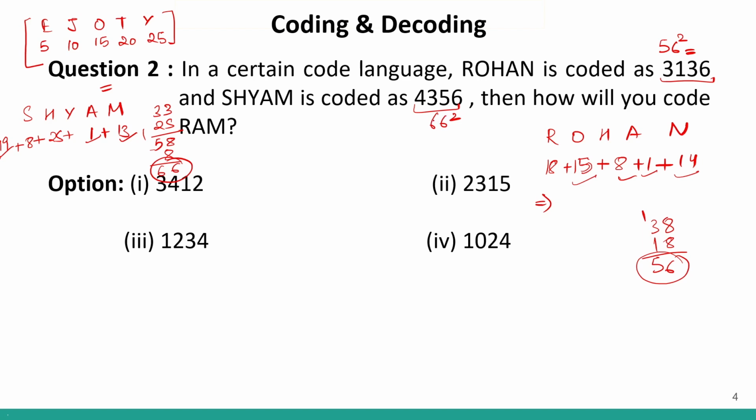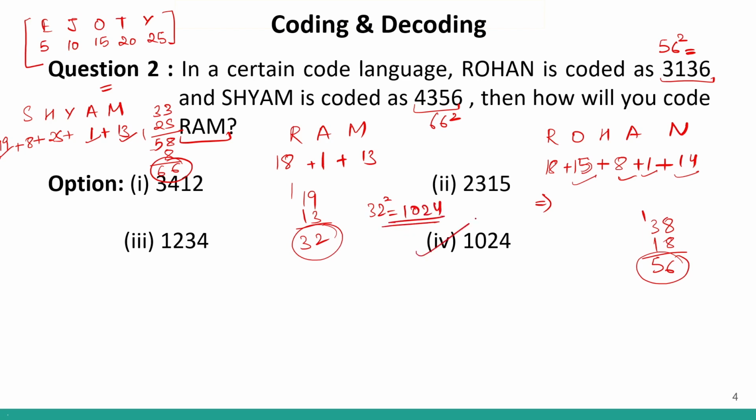So we are summing the forward ranks and then we are squaring it. Same thing we'll do for Ram. The forward ranks are 1, 13 and R is 18. So this is 19 plus 13, which is equal to 32. And the square of 32 is 1024. So this will be your answer, which is given in option number 4.